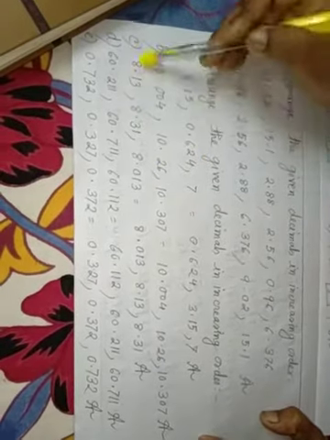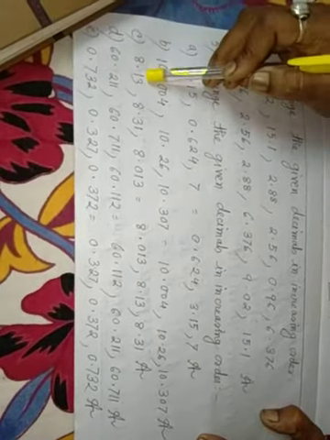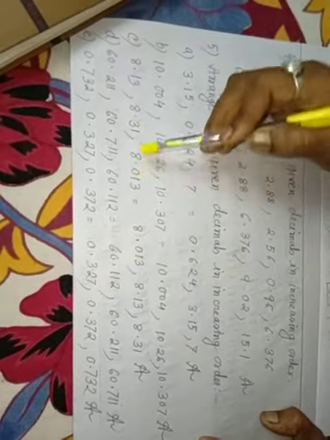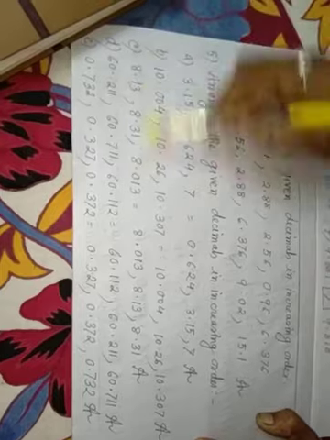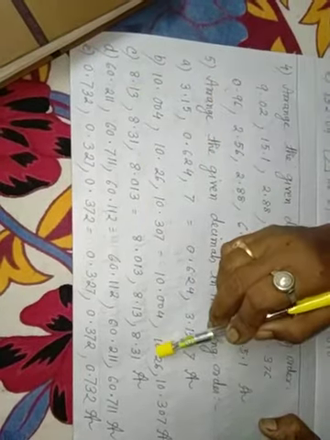C. 8.13, 8.31, 8.013. The 8, whole numbers are equal. Then tenths place 1, 3, 0. So 8.013 is lowest, then 8.13, then 8.31. Do you understand? I hope you all understand.